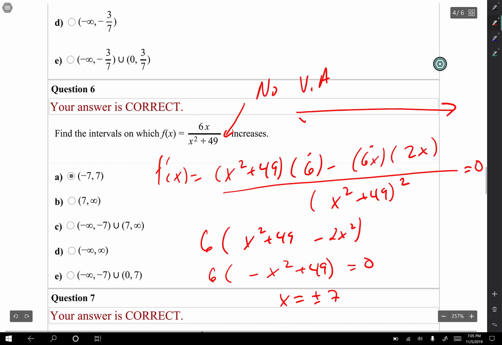I'm going to call that f prime. And I'm going to go negative 7. I'm going to go 7. And I'm just going to put numbers in there, guys. I'm putting numbers into this guy.